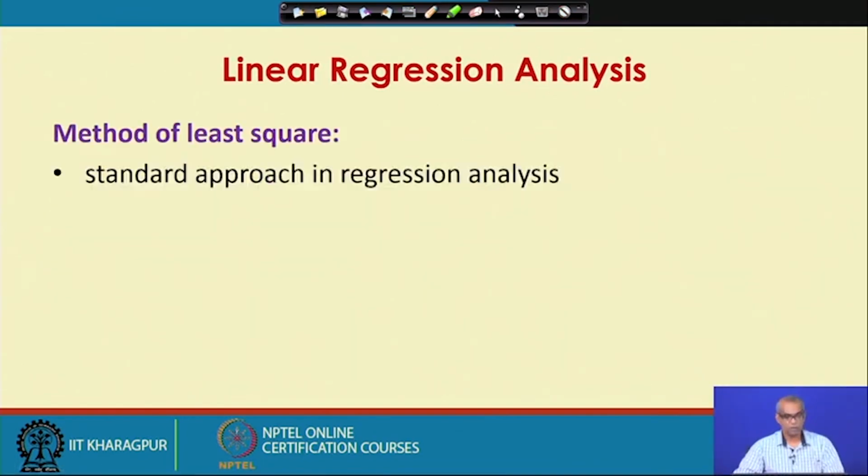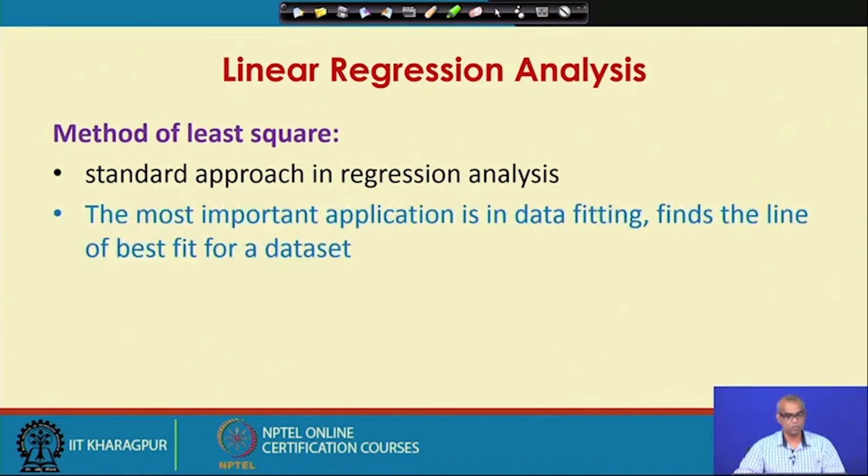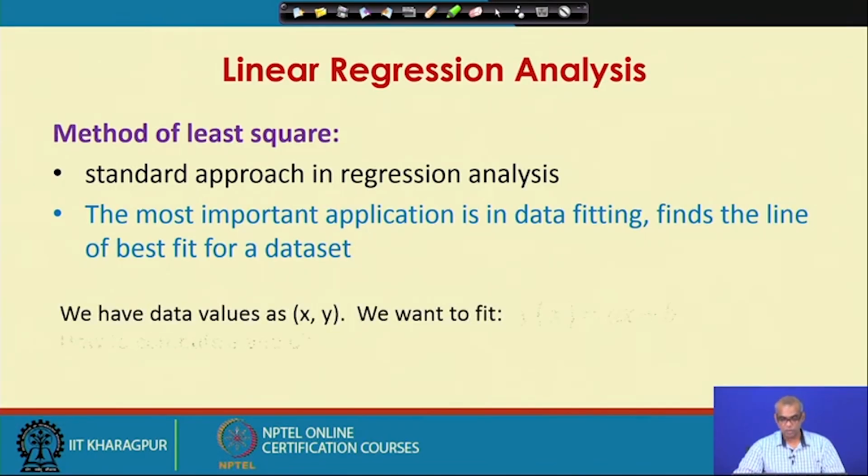Method of least squares is a standard approach in regression analysis. The most important application is in data fitting. It finds the line of best fit for a data set. We have data values x, y and we want to fit y equal to ax plus b. So, how do you compute the values of a and b?